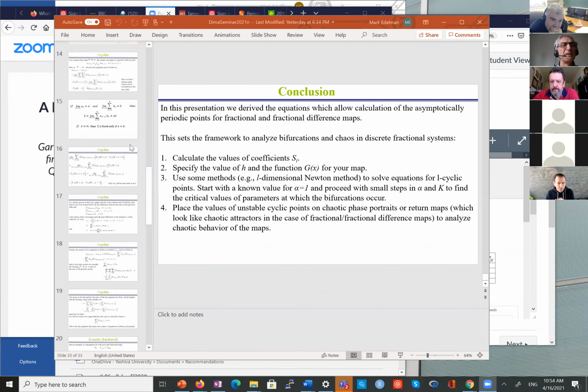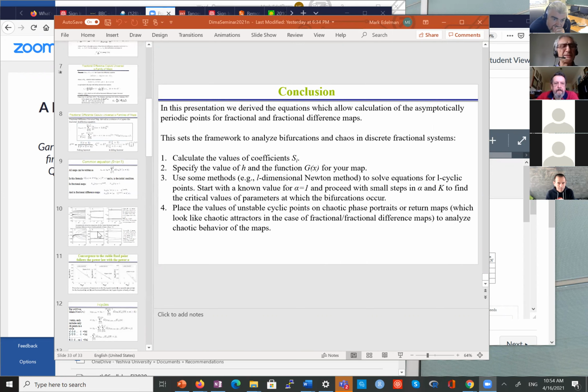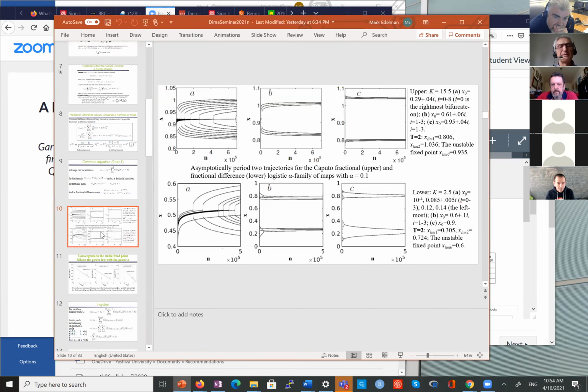Let me go back to those graphs. Okay. Here, for example, on this graph, it's a system with memory, and this is how it evolves.